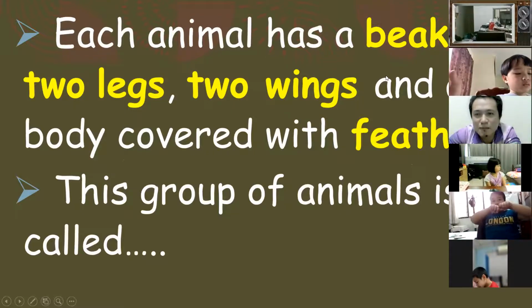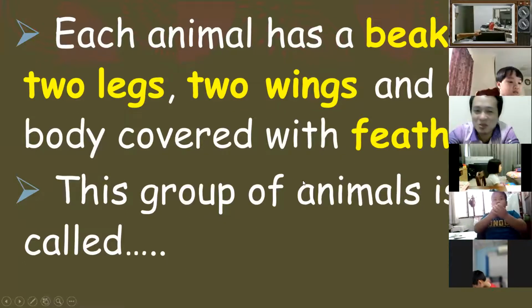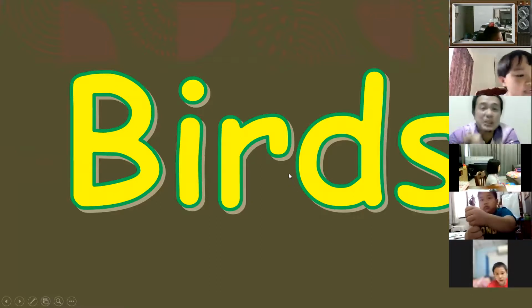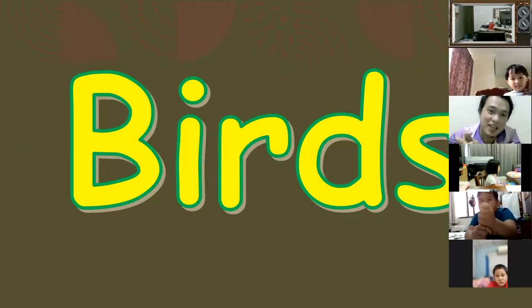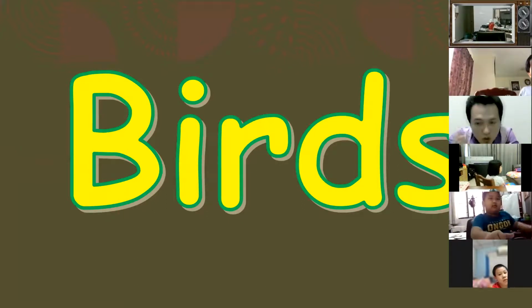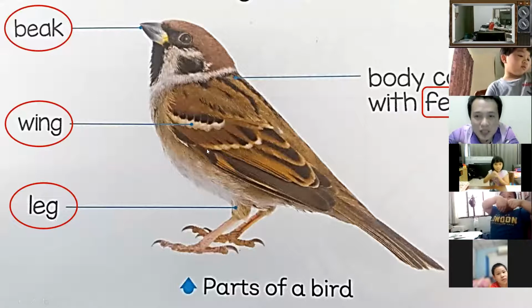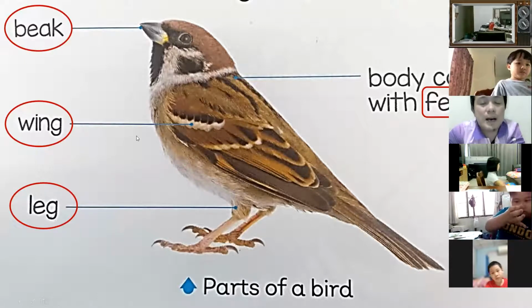All right, so I observed that no one told about these animals. I will show you. Cards, of course. Okay, what is the definition of a bird? A bird has one beak, covered with feathers, two legs, and two wings. Remember, birds have a beak covered with feathers, two legs, and two wings. Remember that, kids. Okay, we have here a beak, wings, of course, a leg, and a body covered with feathers. So as you can see, these are the parts of a bird.